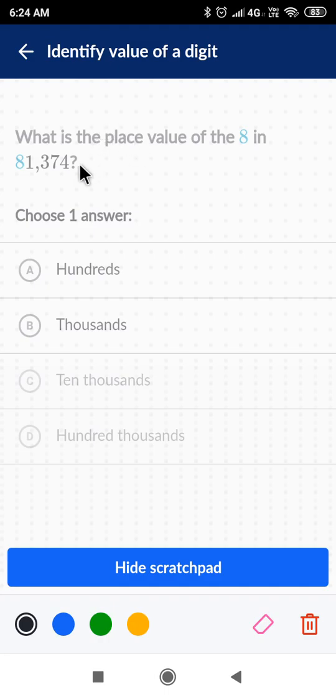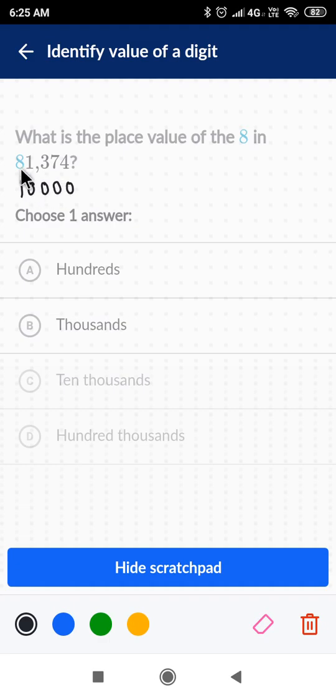What you should do is keep the digit for which you want to find the place value, put 1 in that place, and all others you put 0, because the value of that digit is not affected by the other digits. So all other digits become 0 and that digit becomes 1. So the place value of 8 is 10,000.